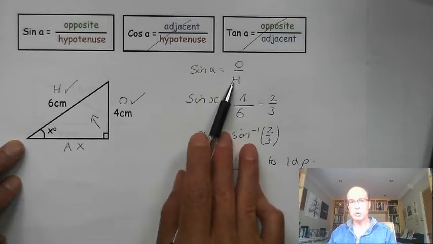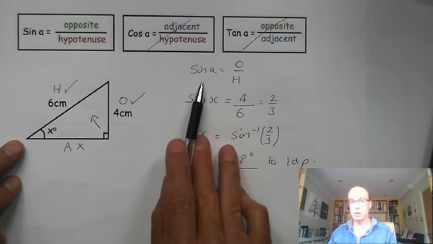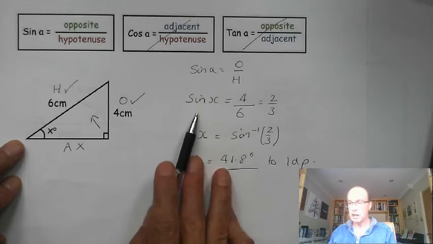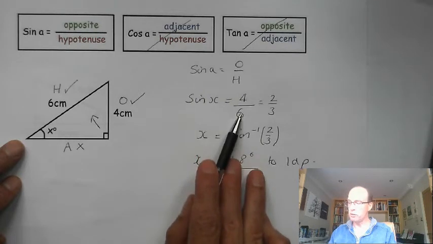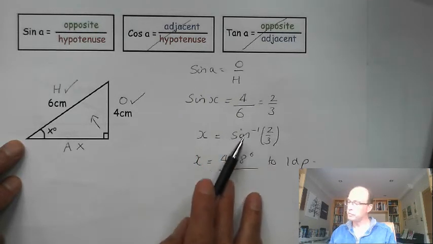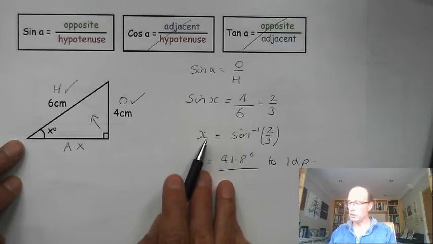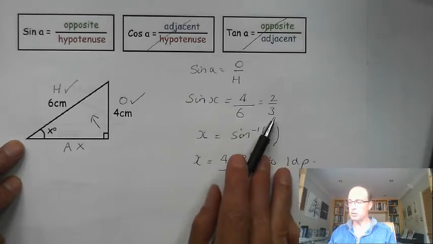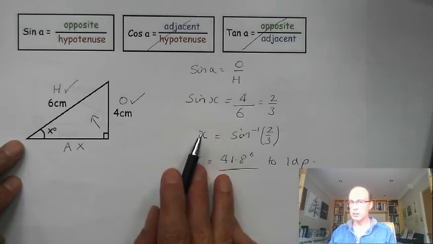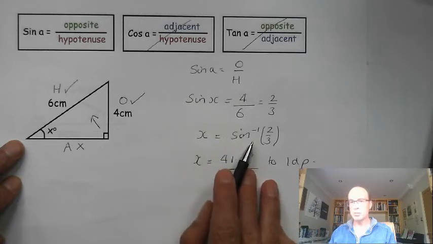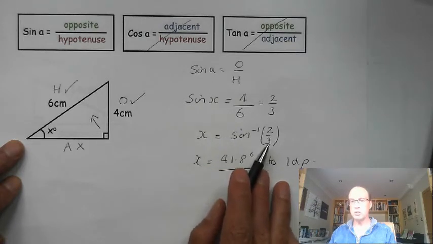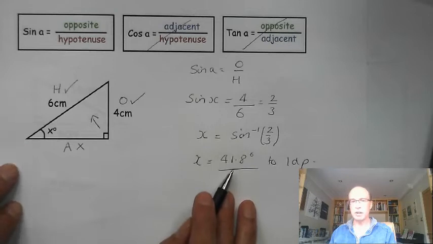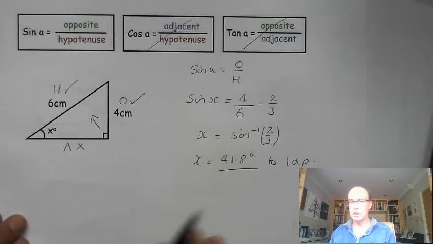We worked out which ratio we wanted to use, in this case it was sine. Substituted our values, so sine x is equal to 4 over 6, which is the same as 2/3. And then we've taken the inverse sine. Sine of x is equal to 2/3. I need to do the inverse sine. So x is equal to sine to the minus 1 of 2/3. We've used our calculator and it's given us a value of 41.8 to 1 decimal place.